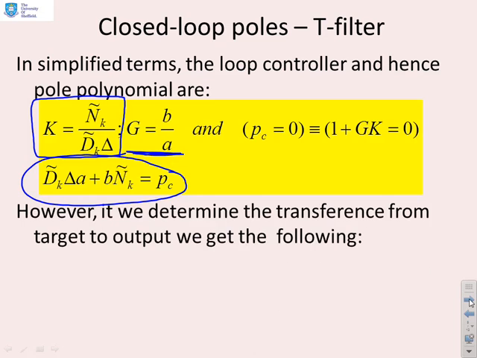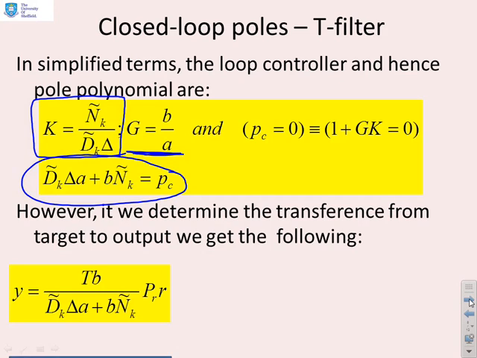Now, if we were to determine the transfer function from target to output, you would get an expression a bit like this. You'll find you get TB over dk tilde delta A plus B nk tilde, all times P r times r. So that's with a T filter.